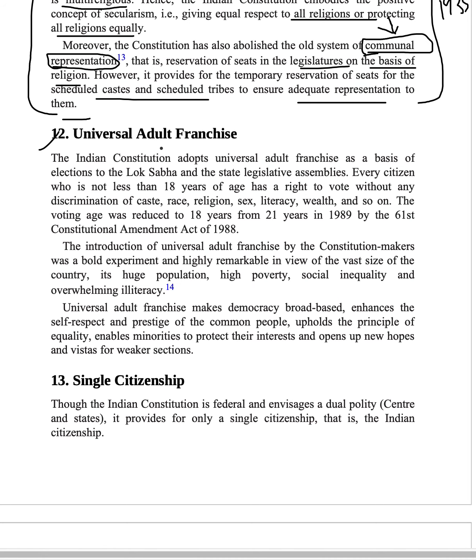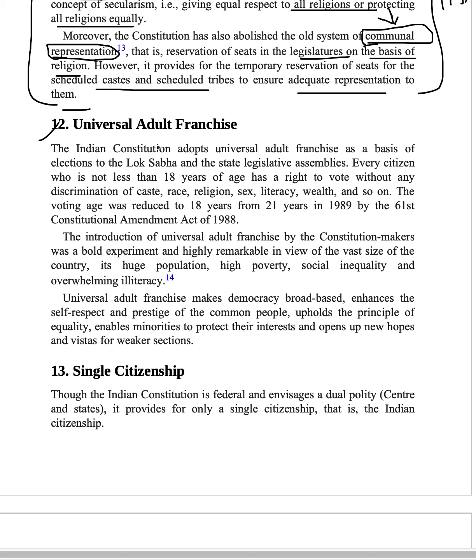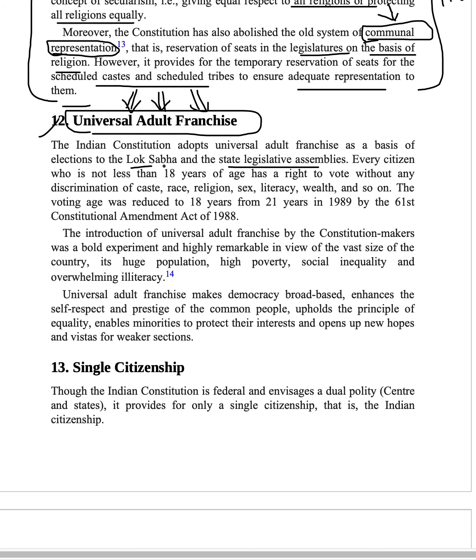This is also one of the fundamental concepts of our constitution. The Indian constitution adopts universal adult franchise as a basis of elections to the Lok Sabha and the state legislative assemblies. So what is universal adult franchise? Universal means which is applicable to general public or everyone. Adult means whoever is more than 18 years old, and franchise means right to vote. So all the people who are above 18 years old have the right to vote, and who should be a citizen of India. So they can vote in Lok Sabha elections as well as state legislative assemblies.